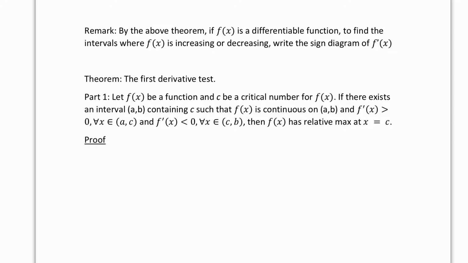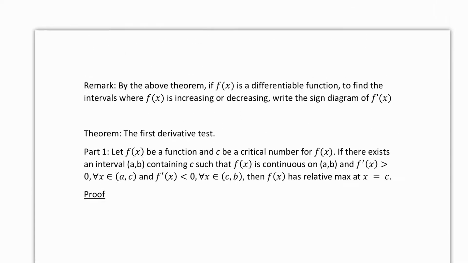Now this leads us to a really nice theorem, which is called the first derivative test. So there's a few parts, and we'll look at the first part here. Let f of x be a function and c be a critical number for f of x. If there exists an open interval a, b containing c, such that f of x is continuous on a, b and f prime of x is greater than 0 for all x in the interval a to c, and f prime of x is less than 0 for all x in the interval c to b, then f of x has a relative max at x equals c.